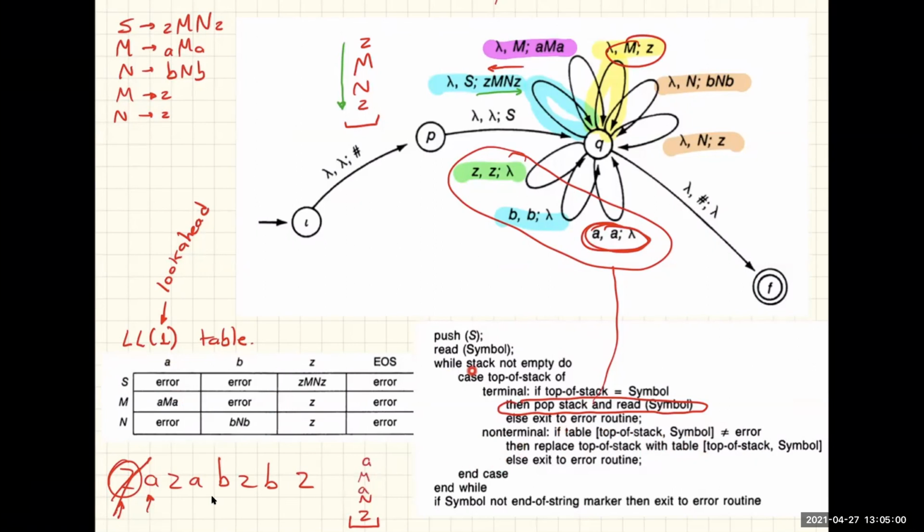And now loop again. If we loop again, then the top of the stack is a symbol, yes. Then pop stack and read symbol, same.